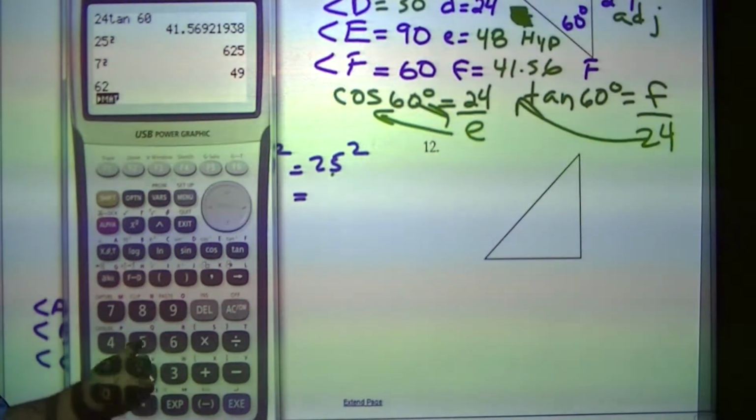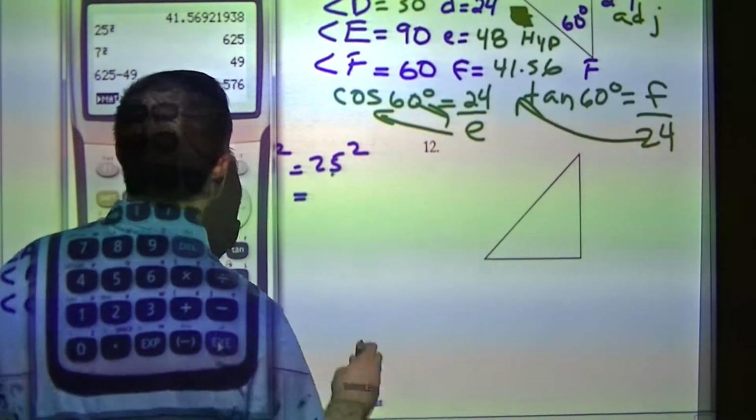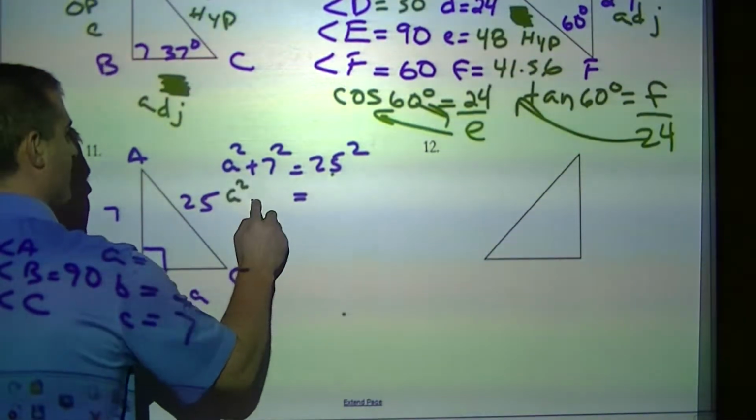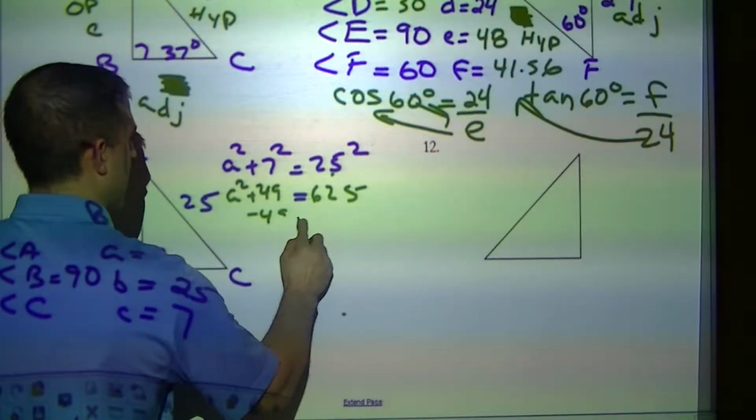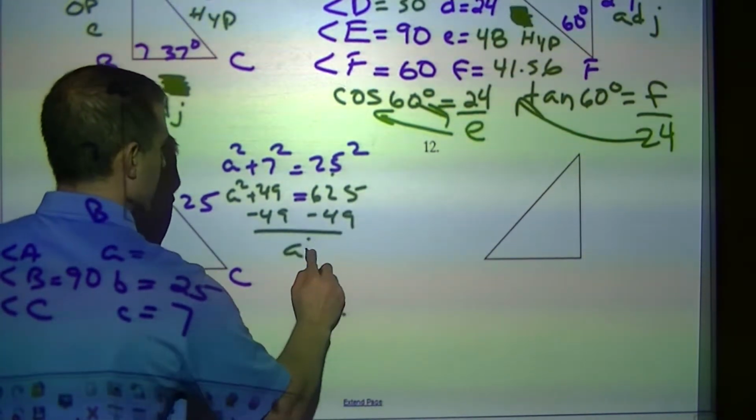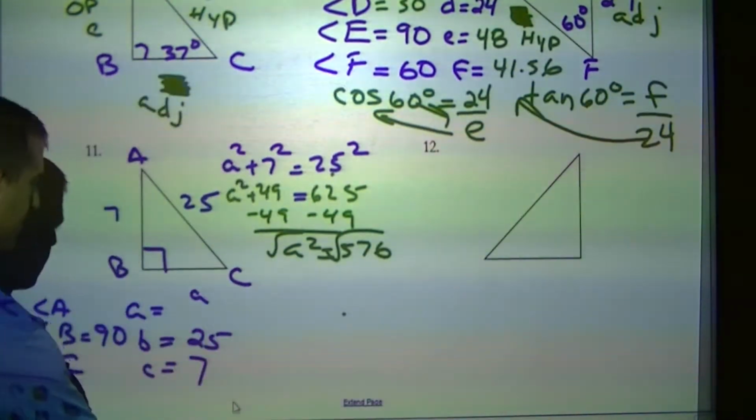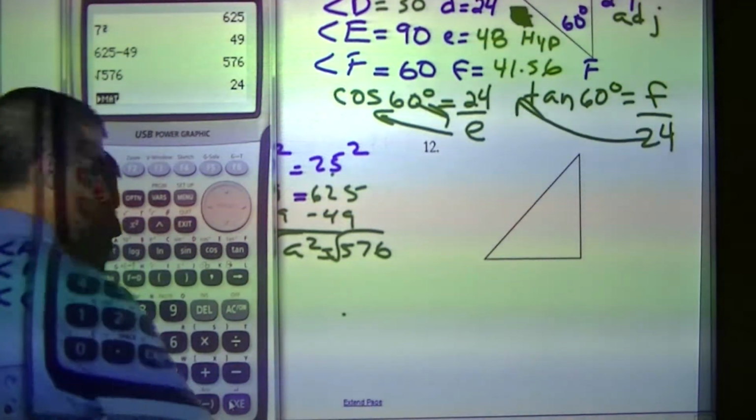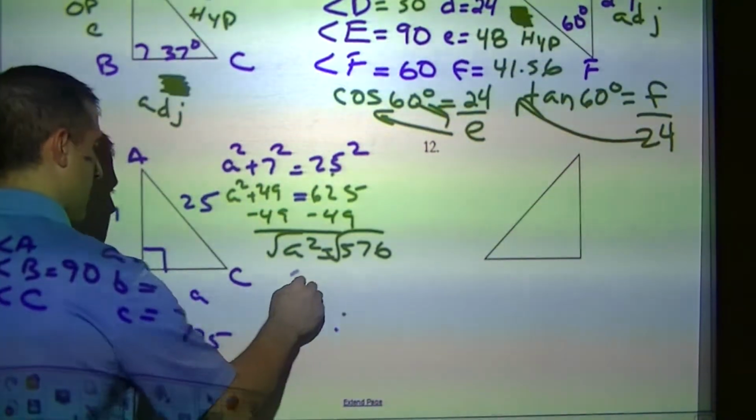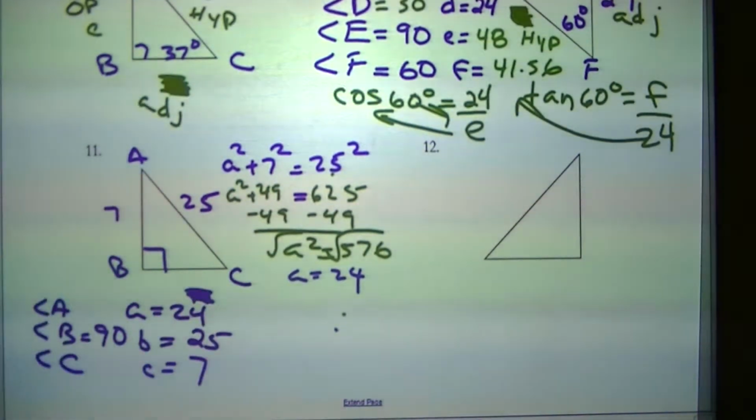And what I'm going to end up doing is subtracting that. I just want to get the numbers down. So I've got 625 and 49. Subtract 49 is 576. Square root of 576. Let's see if that's a nice decimal. Square root of 576, and it is. It's 24. So little a is 24. So boom there. And then I'm going to cross that out. I don't need that anymore.